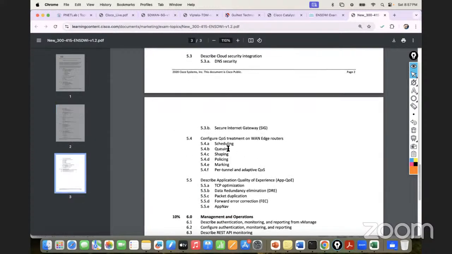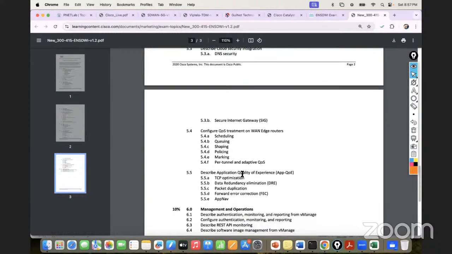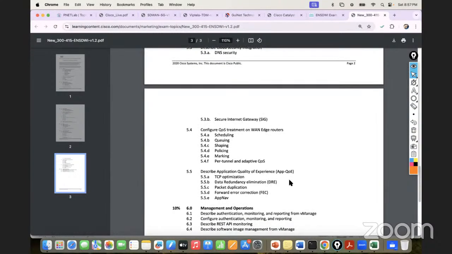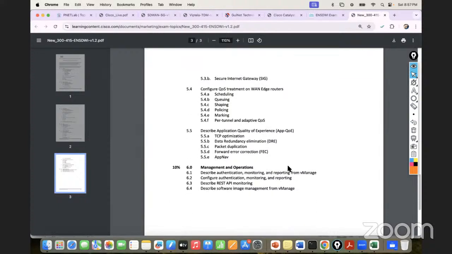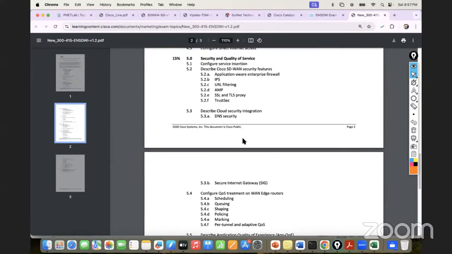Now you can also understand the QoS, how the QoS is going to be configured, what is the scheduling, queuing, shaping, policy, marking, per tunnel QoS, adaptive QoS. Also you have to understand about the TCP optimization, like DRE, data redundancy elimination, packet duplication, forwarding, error detection, corrections, AppNav. So these are most of the theoretical stuff.